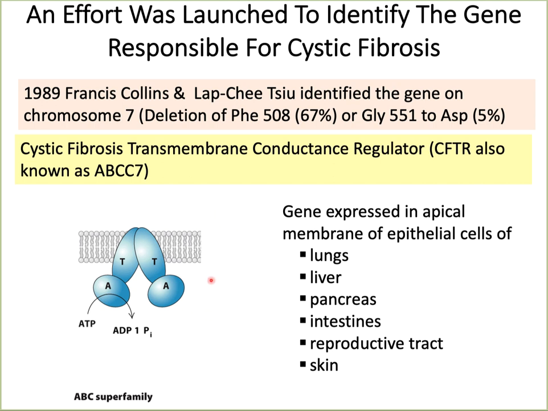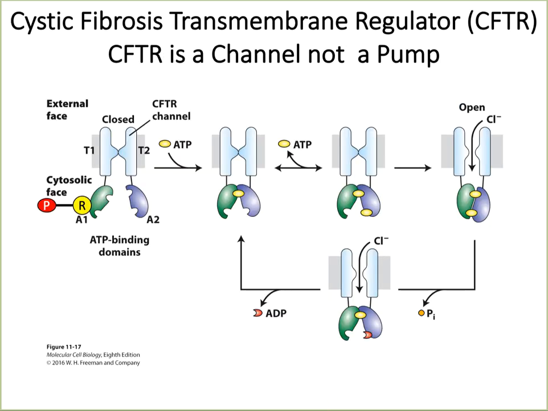Again, it is a member of the ABC superfamily. So it has two characteristic transmembrane domains, two ATP binding sites and hydrolysis regions. It is expressed in the lung, liver, pancreas, intestine, reproductive tract, and skin. So not surprisingly, this is where you see the pathology of cystic fibrosis.